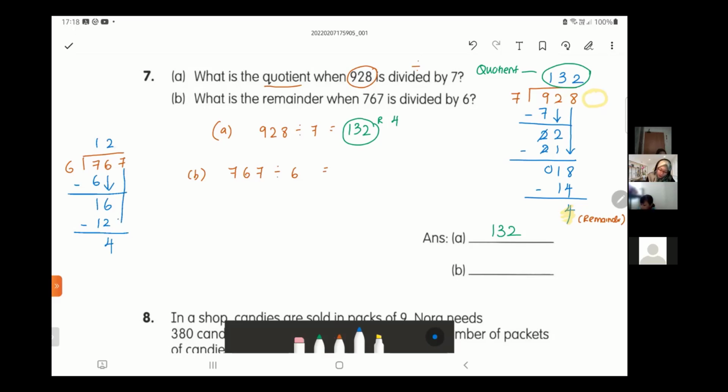Bring down the 7. So it's 47. There's no 47. Nearest is 42. And that is 7 times 6 minus, and that's 5. This one is my last number because there's no more number. So this is called my remainder. And this is my quotient. So what is the remainder? Remainder is 5. So if you write down this 1, 2, 7, remainder 5. Answer is just 5. Okay?